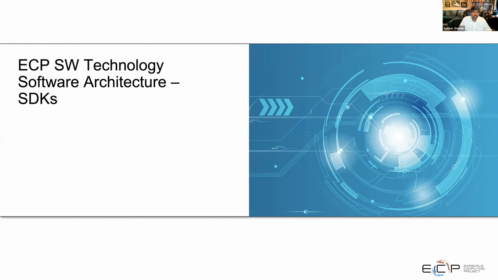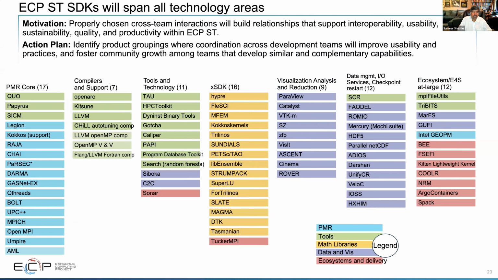Our software technology area has software development kits from a number of different technology areas. These include SDKs for the original math SDK, also known as the xSDK, which includes packages like Trilinos, SUNDIALS, PETSc, SuperLU. We have the programming models and runtime SDK, and I lead this PMR SDK, which has packages like Legion, Kokkos, RAJA. Kokkos is for node-level parallelism, the X in the MPI plus X.